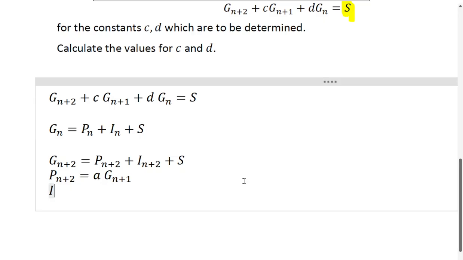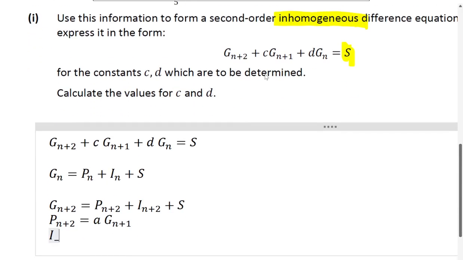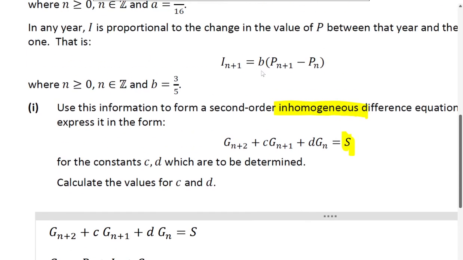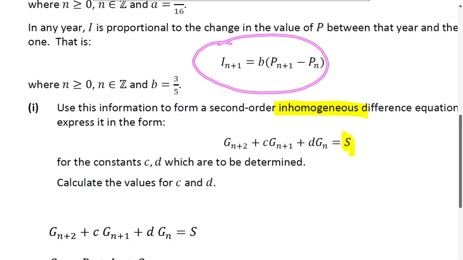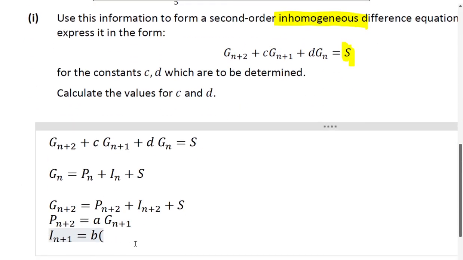Now I'm going to do both of these things together. What's our equation for I? I n plus 1 is b by P n plus 1 minus P n. I'm just going to write that down so I can work with it. I n plus 1 is b by P n plus 1 minus P n.